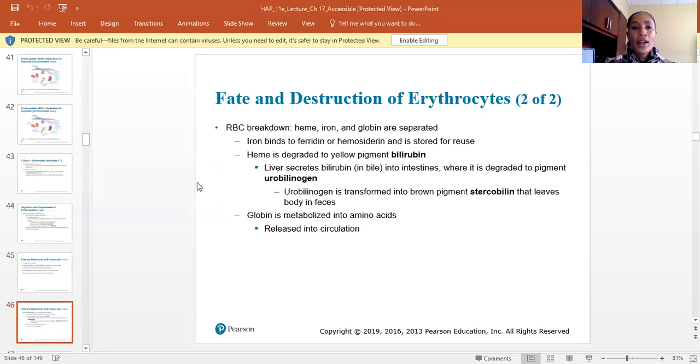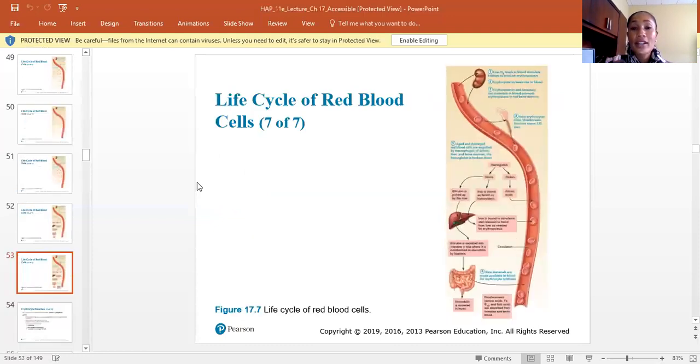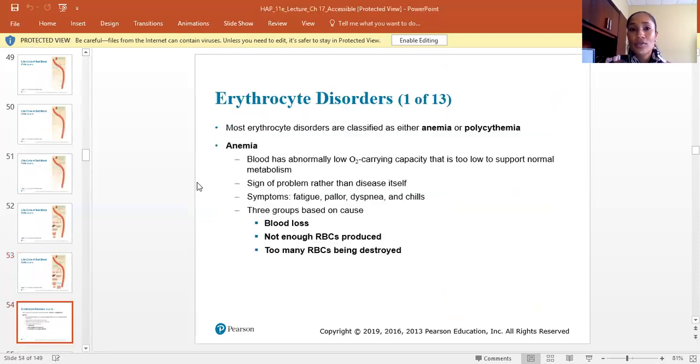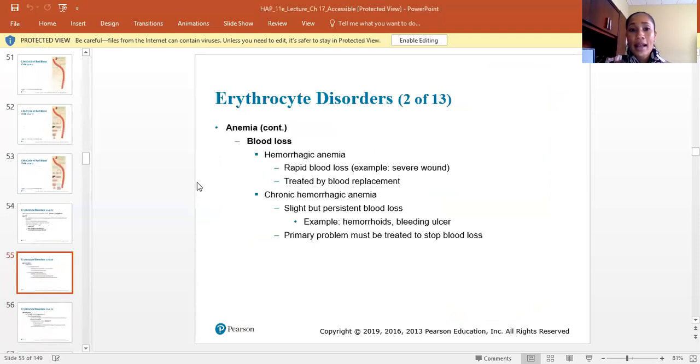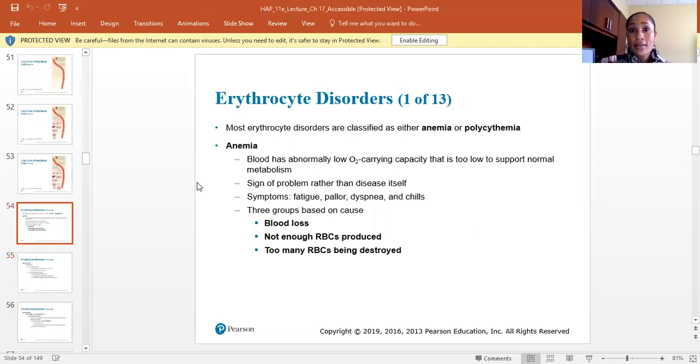Okay, I'm not going to go through the fate and destruction of erythrocytes. I'm not going to test you on any of those or any of this in detail, so I'm going to skip over it. But I do want you to know the life cycle, the normal lifespan of red blood cells and why our bodies need to recycle them. In terms of erythrocyte disorders, like I said, for time purposes, I'm going to skip over a lot of these, but I will address anemia.